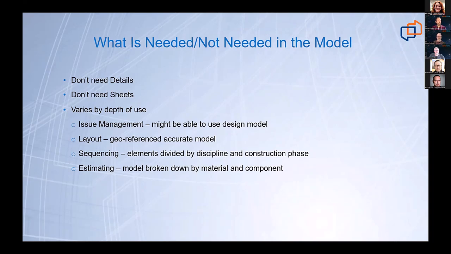The depth of use is then going to impact what the model is going to need. For issue management, they might be able to use the design model. They just generally need to know where things are in the building so they can tag that issue. Layout, as I mentioned, has got to be geo-referenced. It's got to be an accurate model because you are literally taking a machine and telling it that is where you are starting, that is where that thing is in the real world.